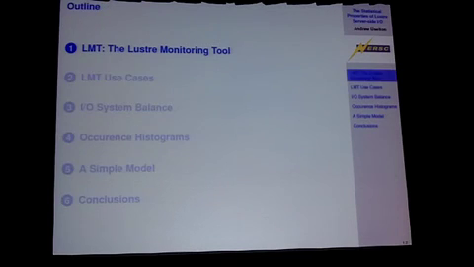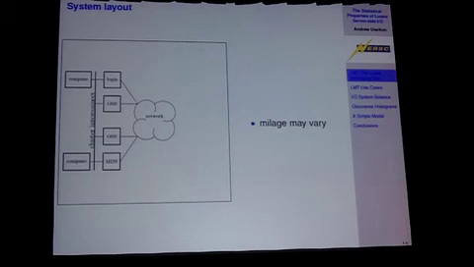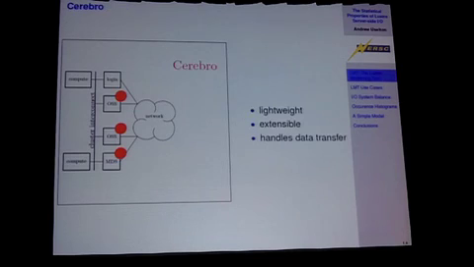So let's see. First of all, LMT, what is it? Well, you've got a computer. This is just very generic compute nodes on an interconnect. You've got your servers and your login node and some network out there that you're getting to it through.